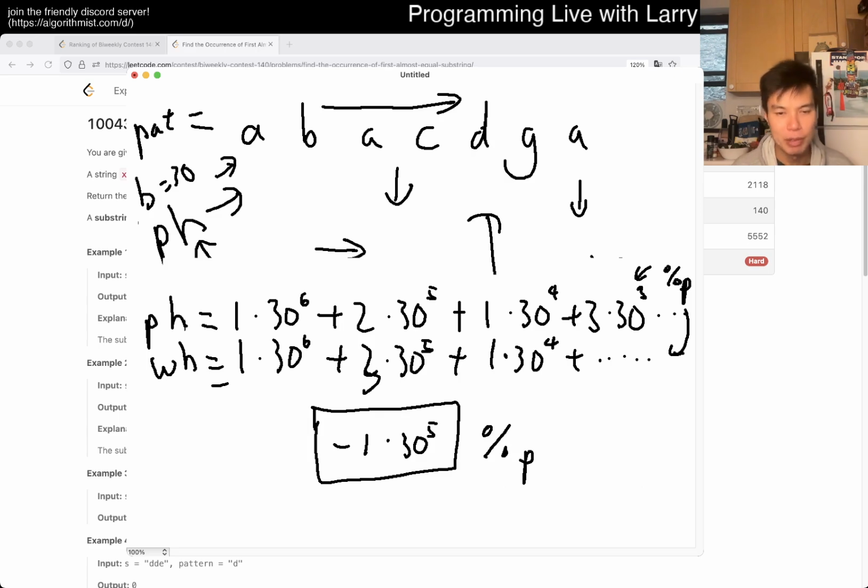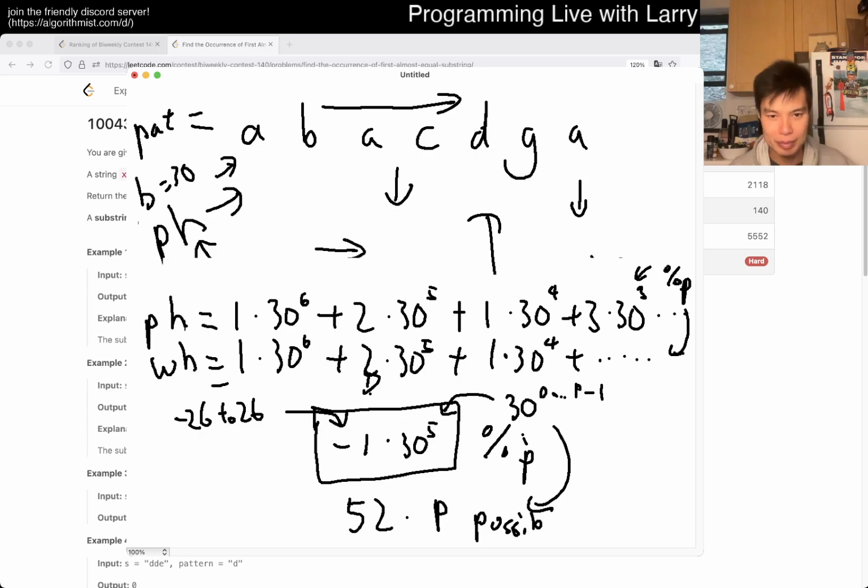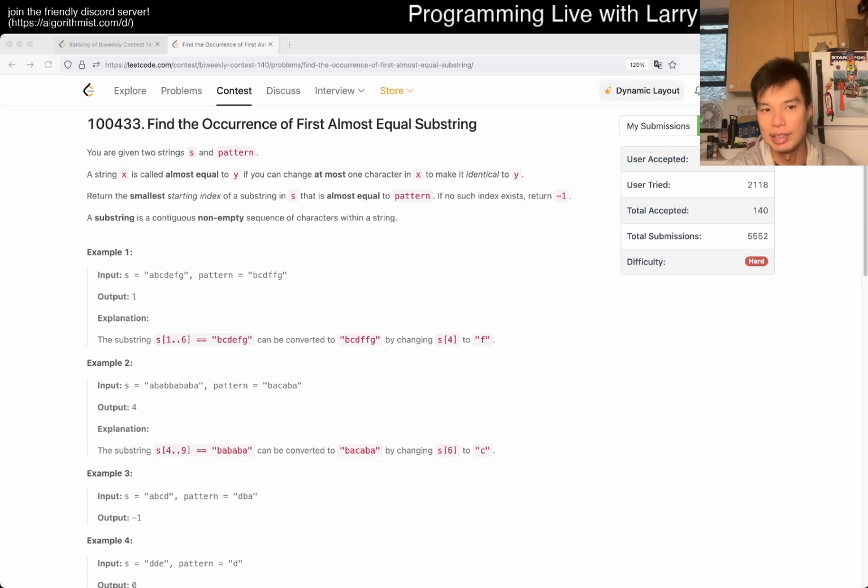Is that okay? Well, that means that we only have 26, or 52 depending on how you do it, possibilities for each character. Because here, what can this number be? This number could be negative 26 to 26. And what can this number be? It is from 0 to p minus 1. So that's basically the idea. And here, that means that we only have 52 times p possibilities. That's really the idea that I have for this problem.